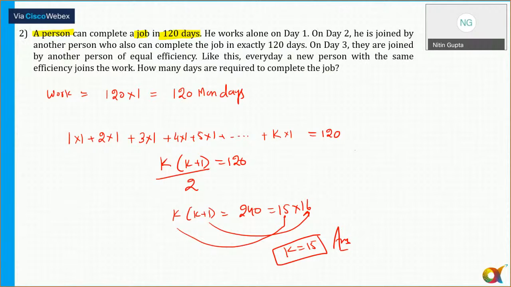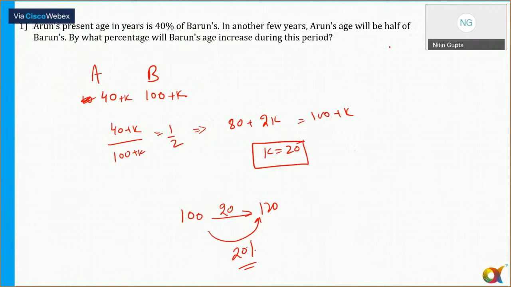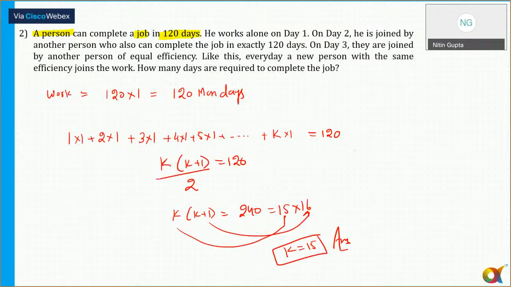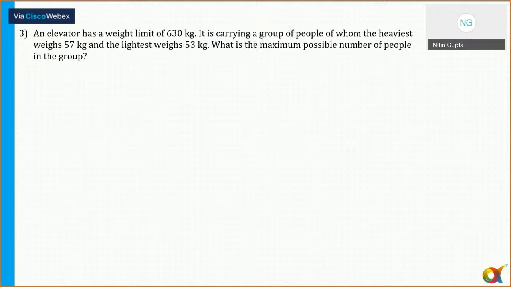Yes? All right. Great. So can I move to the next question? Now tell me about questions number 1 and 2. Were these two questions difficult? No. Does it involve any high-level concept? No, not at all.